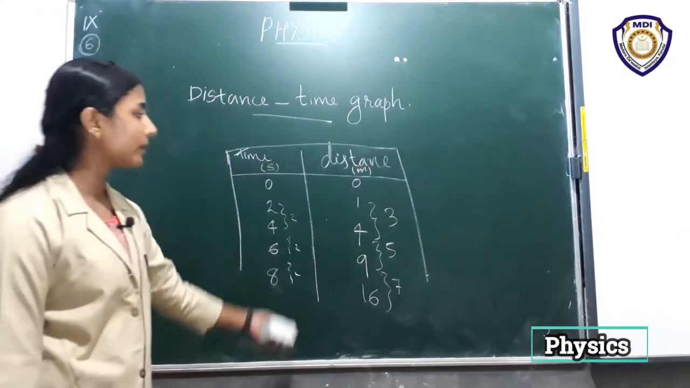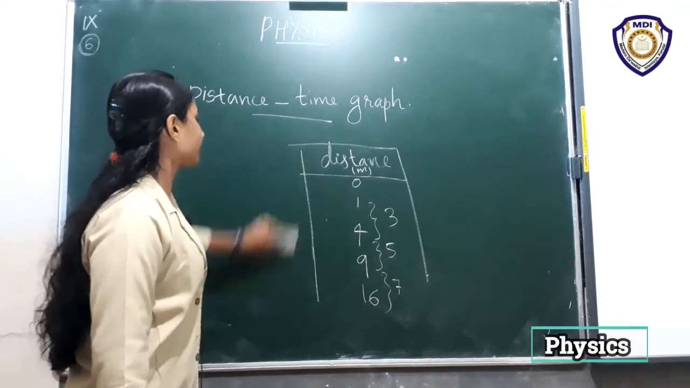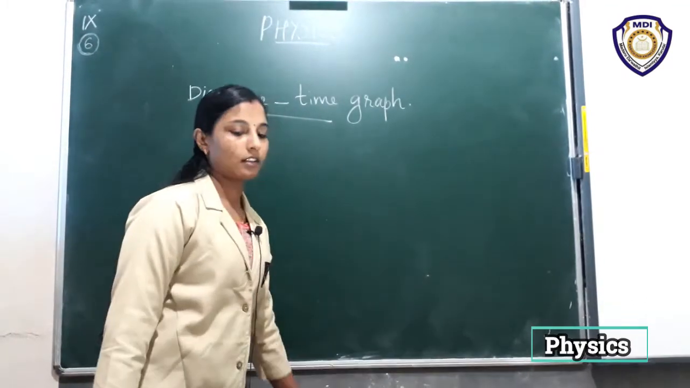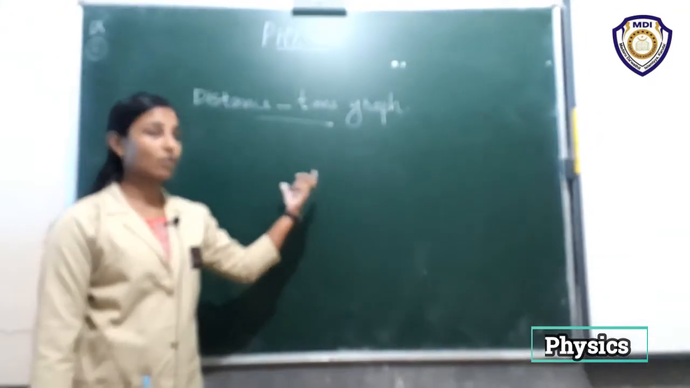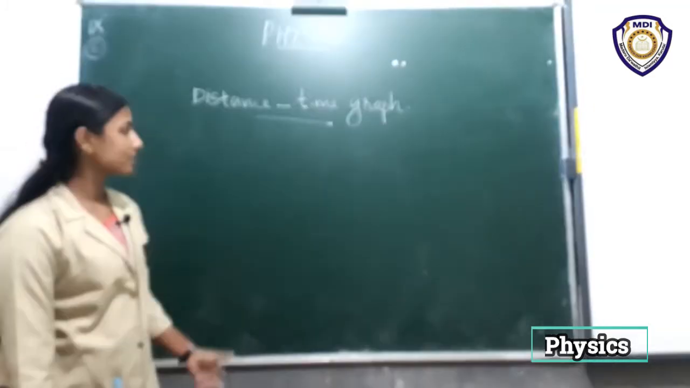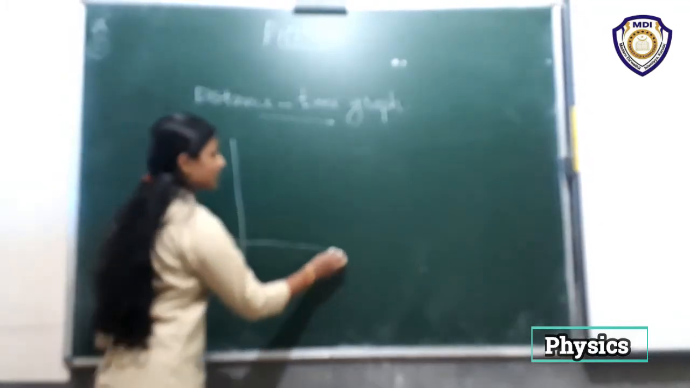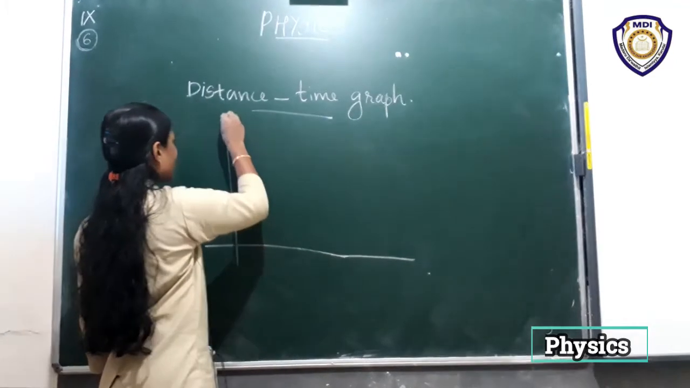So how would the graph be for this? Ensure that the graph must not be a straight line. So what will be the difference? I will just roughly draw the graph.